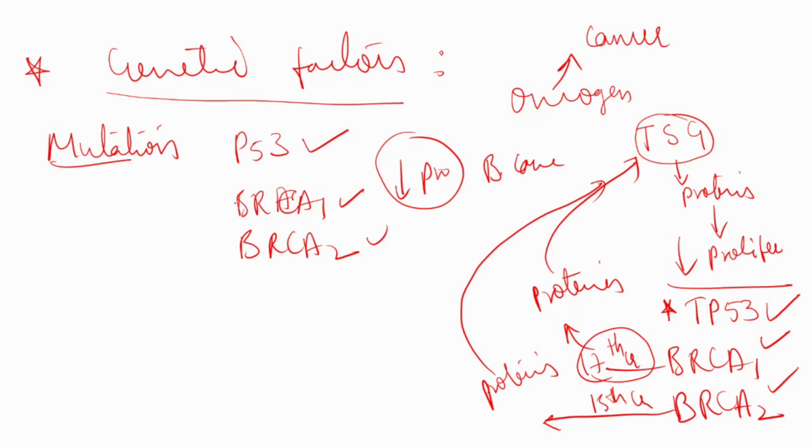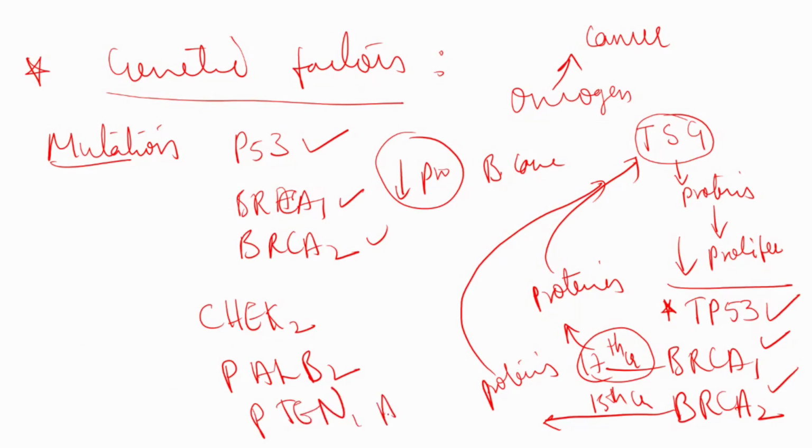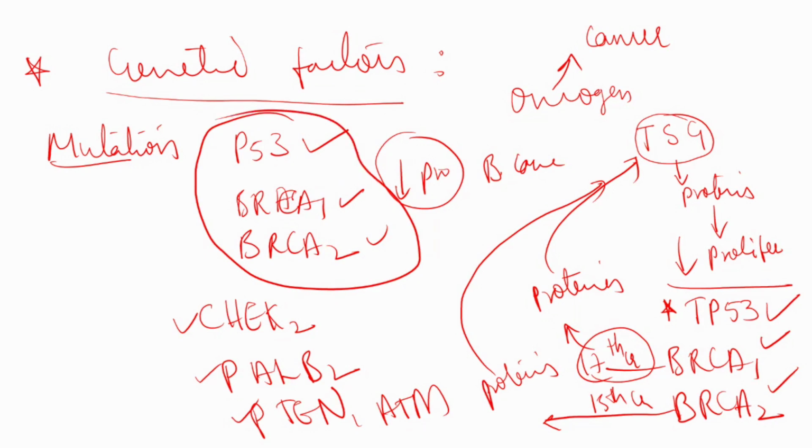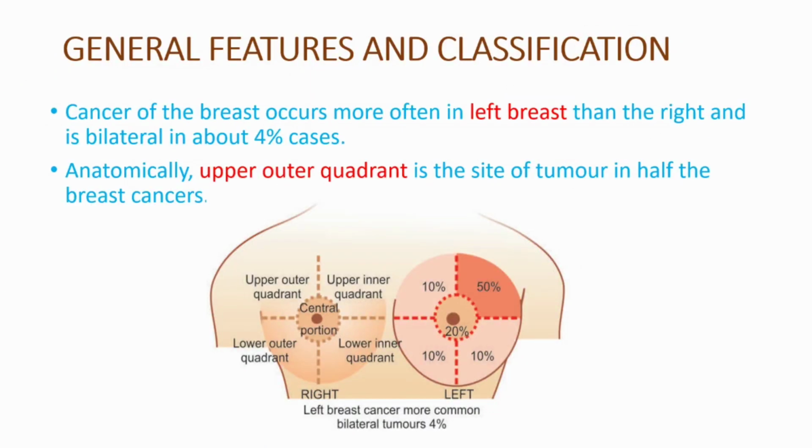So this is genetic. Along with this, we have mutation in the CHEK2 gene, mutation in the PALB2 gene, and mutation in PTEN and ATM. So all these are genes which are associated with causing breast cancer. So just try to remember the mutation in P53, BRCA1, BRCA2. All these will cause breast cancer. So there are genetic causes for breast cancer. I think you all are following me.